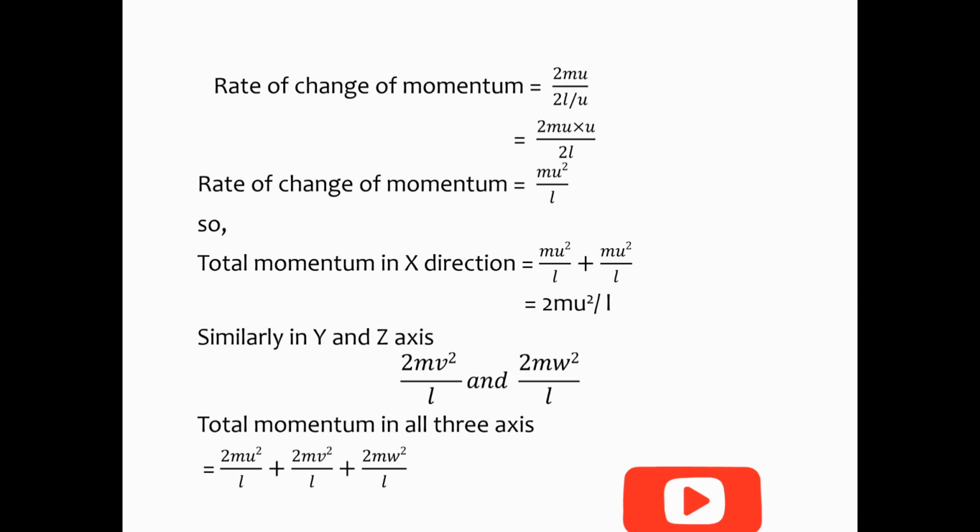Now rate of change of momentum, that is change in momentum per unit time. Change in momentum is 2mu and time is 2L over u. It will give rate of change of momentum, that is mu square over L. This is the momentum gained by the molecule when it strikes the wall A. The momentum gained by the molecule when it strikes the wall A bar will also be the same. So the total momentum in x direction is 2mu square over L.